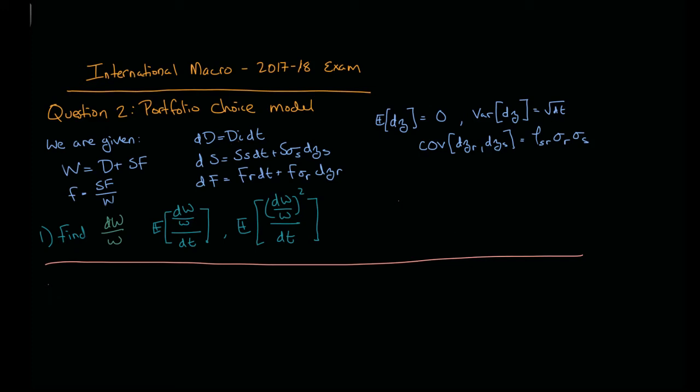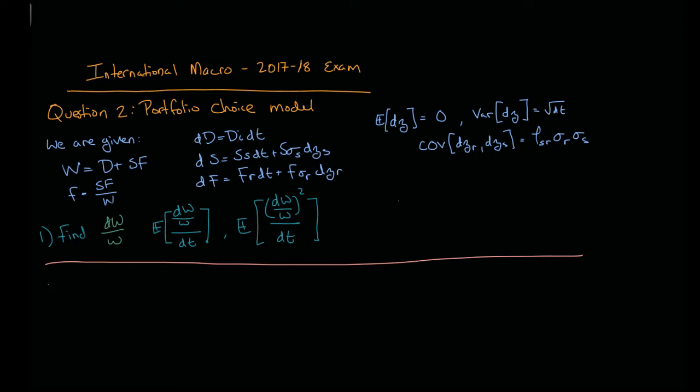Hey everybody, today I want to look at the International Macro 2017-2018 test question 2, because this is a portfolio choice question that has a lot of overlap with the strategic asset allocation class. So really knowing how to do a question like this could be very valuable in actually two places.